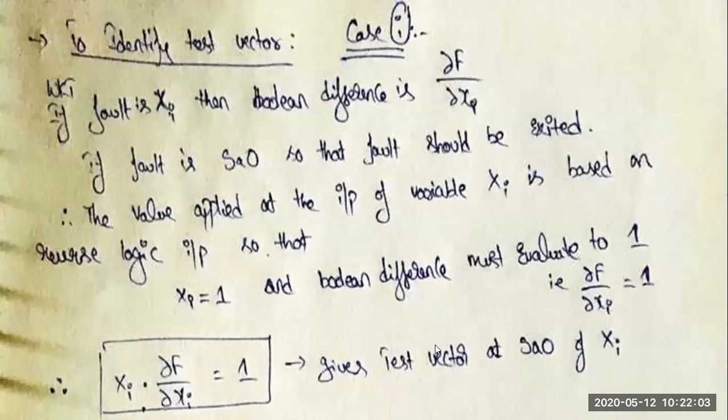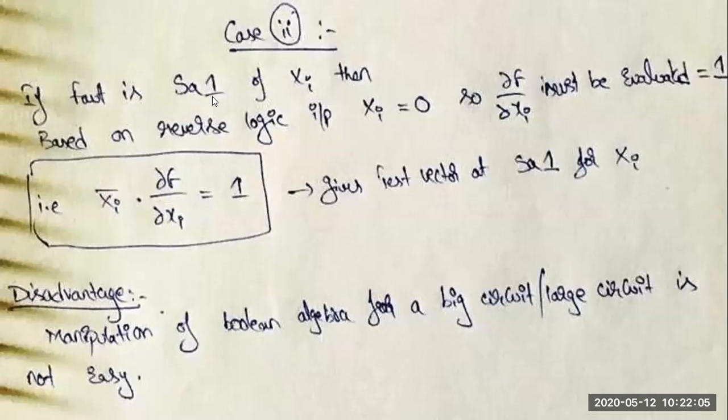So that's the second case we define here. When stuck at 0 or stuck at 1 is there, the reverse logic will be applied, as 0 here, and will be evaluated towards a 1. The evaluation will also be represented based on xi bar, the complement of xi: dou f by dou xi equivalent to 1.